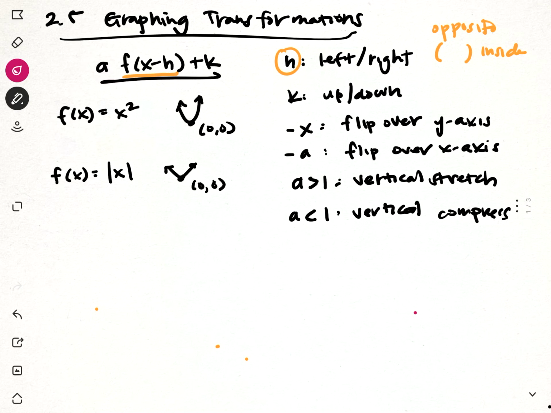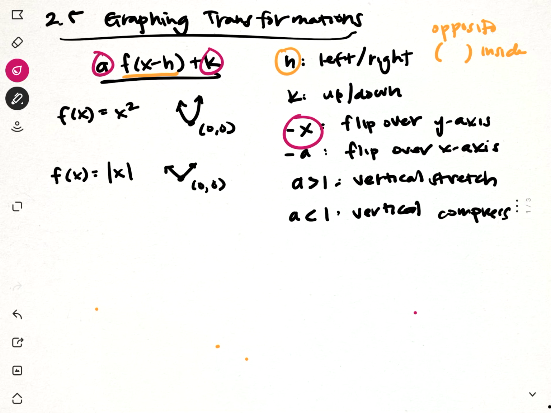Okay, the k outside just shifts it up and down. This one is straightforward. It's not opposite. It's just positive up, negative down. We don't talk about this one much in math, but negative x flips it over the y-axis. You might come across it on rare occasions, but it's not too common.